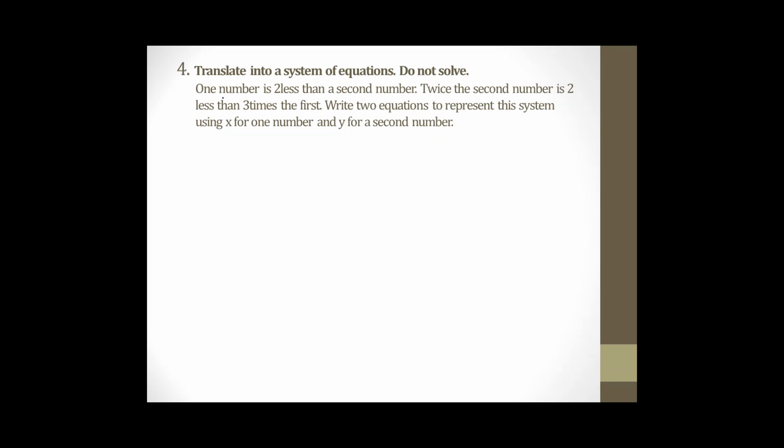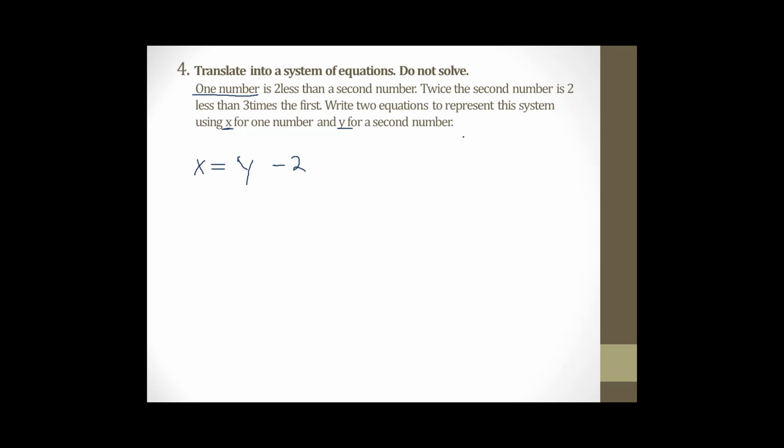Okay, so again, just starting with the first sentence, let's see what information we have. We have one number, and one number is represented by x. So starting with x, "is" is usually translated as the equal sign, and then 2 less. 2 less usually goes in the back, because 2 less than what? 2 less than the second number, which is indicated by y. So 2 less than the second number: y minus 2.